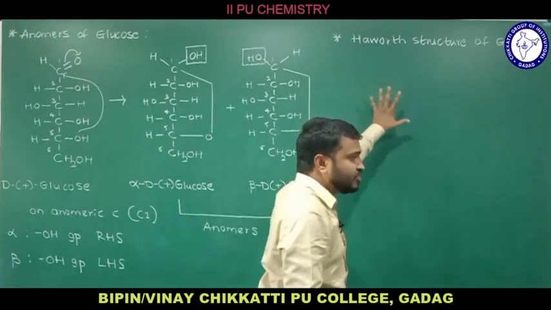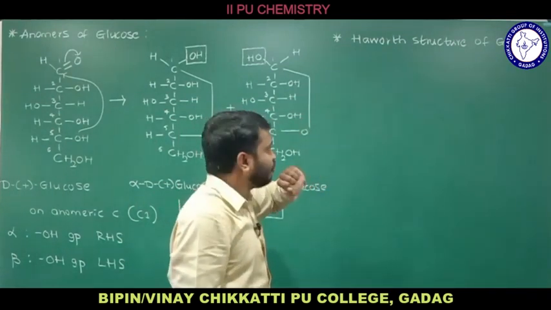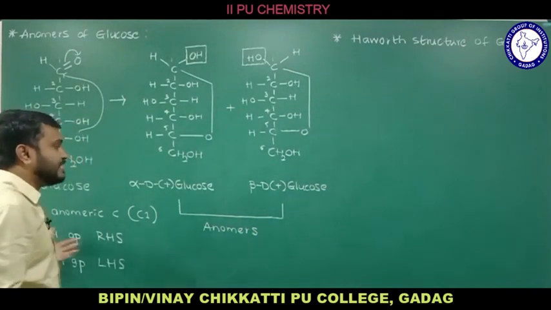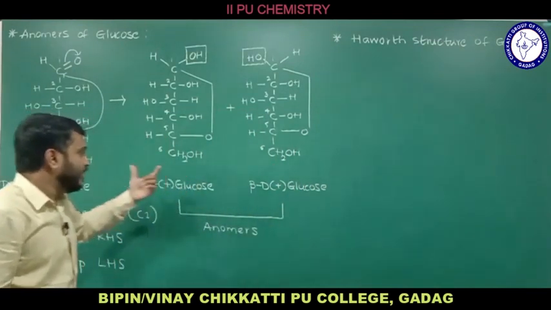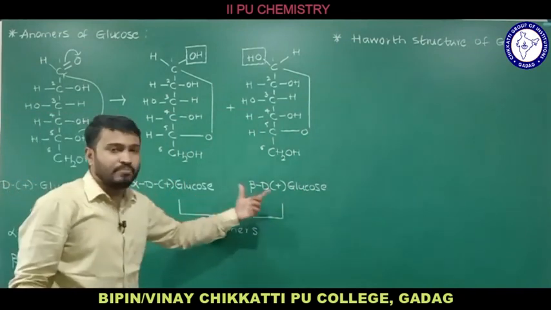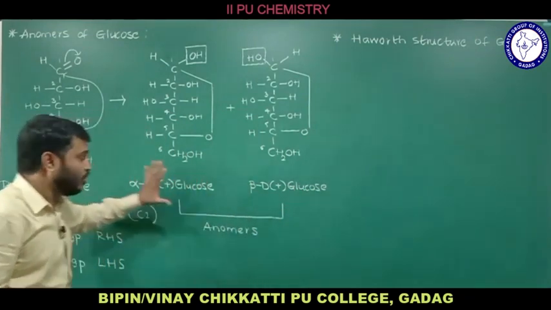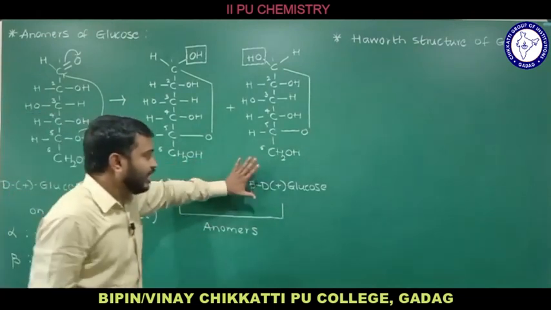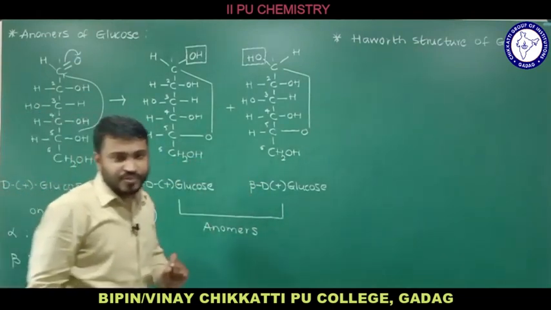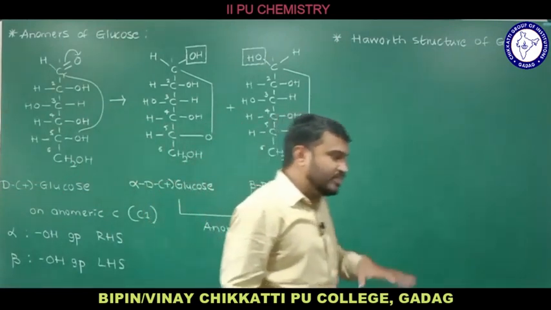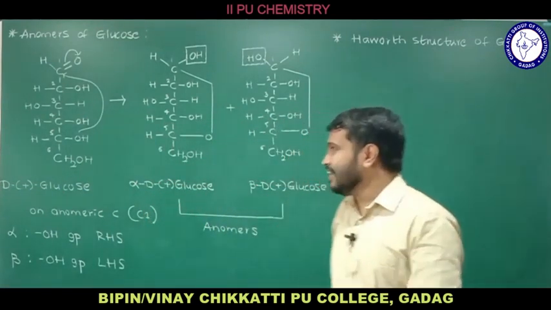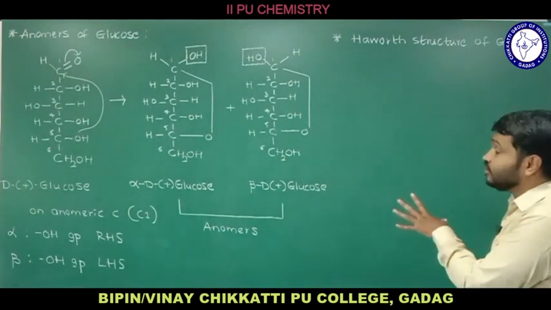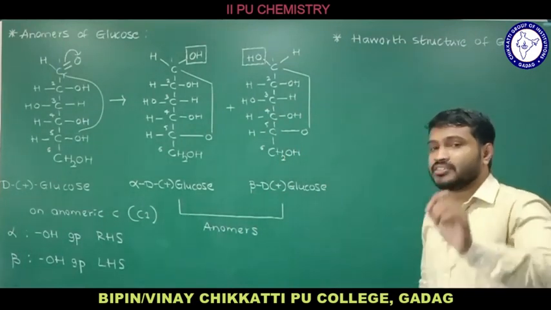Remember, the Haworth structure is the cyclic form of glucose, and now we know that glucose exists in two different forms. One is alpha D plus and one is beta D plus. So first I am going to draw the Haworth structure of alpha D plus, and later I am going to draw the Haworth structure of beta D plus here. Okay, so now if you consider glucose, one can easily say that we have 6 carbon atoms here, isn't it? So now I am going to consider a cyclic compound with 6 carbon atoms.